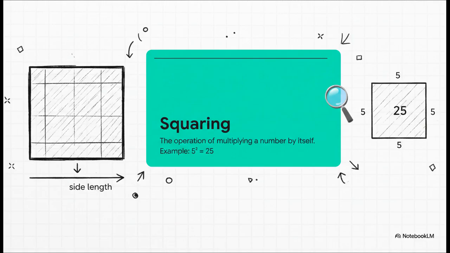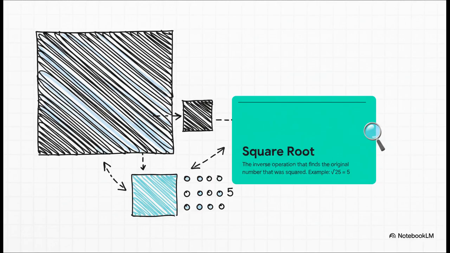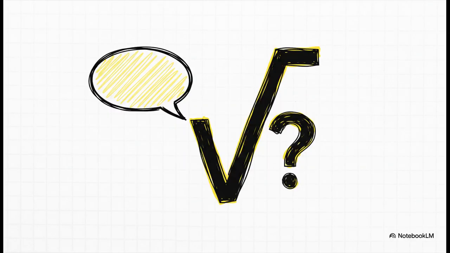So let's just recap real quick. Squaring, that's the building process. You start with a side length, let's say 5, you multiply it by itself, and boom, you get the area of the square, 25. And the square root, that's the unbuilding process. You start with that area, 25, and you ask yourself, okay, what number did I have to multiply by itself to get here? And the answer, of course, is 5. And this right here, this is the official symbol for the square root. It's called a radical sign. Whenever you see this little guy, it's basically asking you a question. It's saying, hey, what number times itself gives you the number that's inside me?